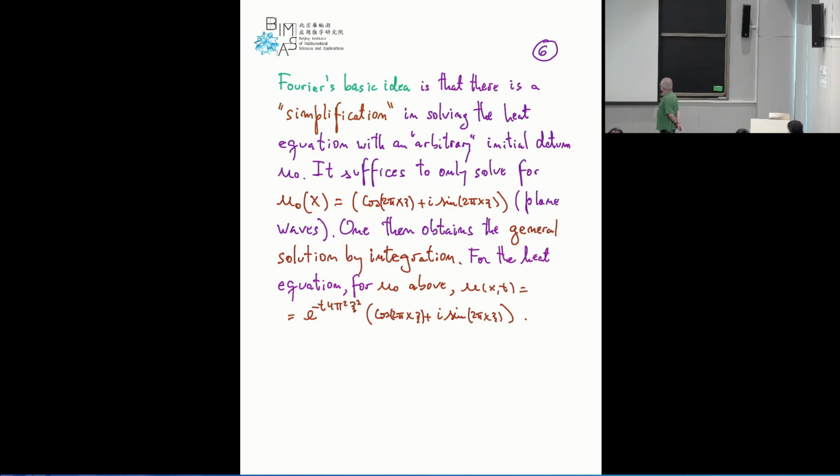So for the heat equation, for the above u0, we can calculate explicitly what the solution is. It's e to the minus t 4 pi squared xi squared times cosine of 2 pi x xi plus i sine 2 pi x xi. So this gives you the general formula for the solution of the heat equation by using the Fourier representation of functions. Okay.